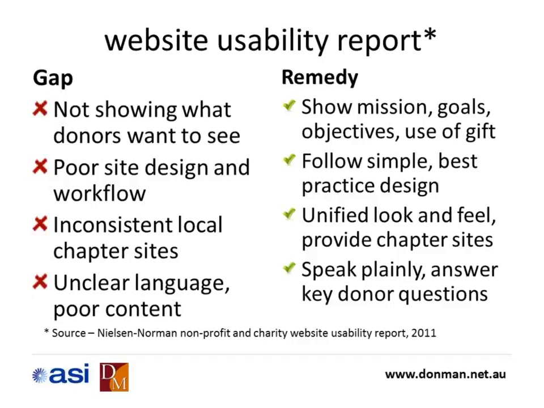Poor site design really can be solved by simple and clean design. They found that if you have local branches or chapters or state offices, that can be confusing if they're different look and feel. So working hard to try and have a common look and feel across state, branch, or chapter sites. And finally, unclear language and just poor writing can be resolved through plain language and really trying to address the questions the donor is going to have.